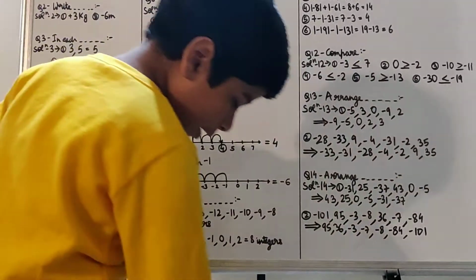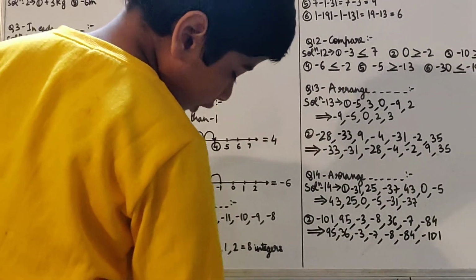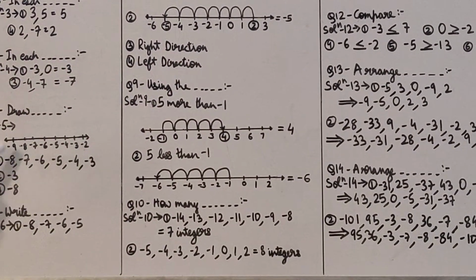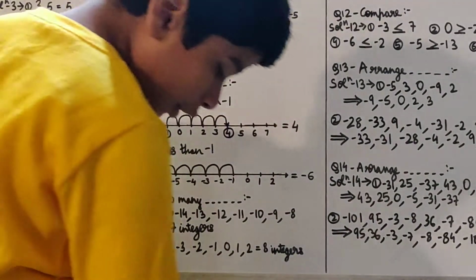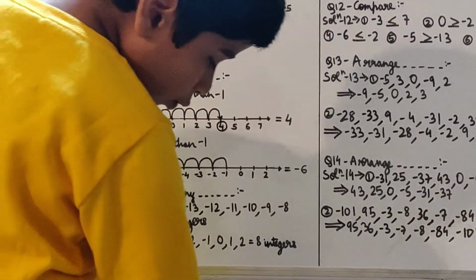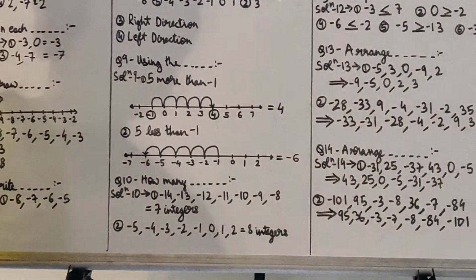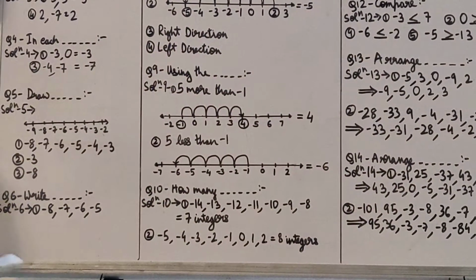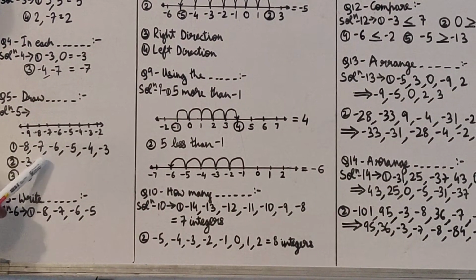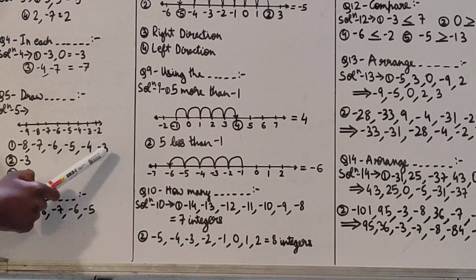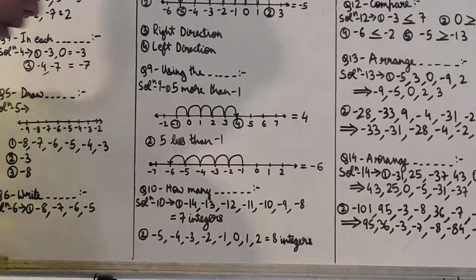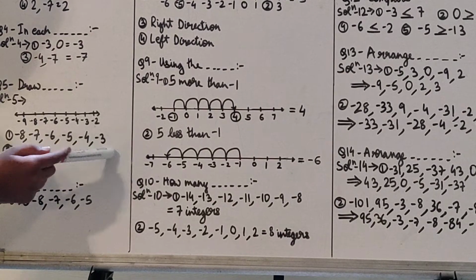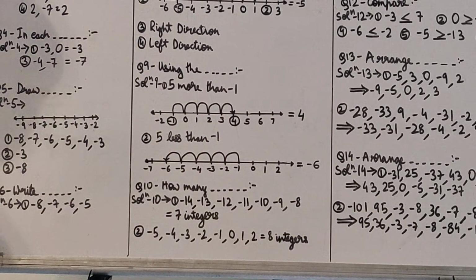Then question 5. Draw a number line and answer the following questions. I have drawn the number line. The first question is, which integers lie between -9 and -2? These are the integers: -8, -7, -6, -5, -4 and -3. Which is the largest among them is the second question. You can see that -3 will be the largest number.